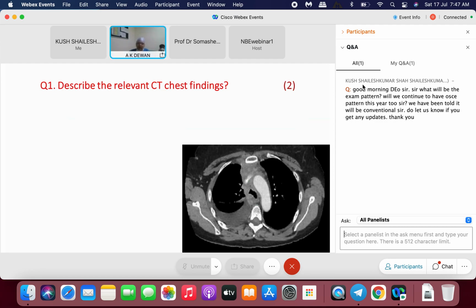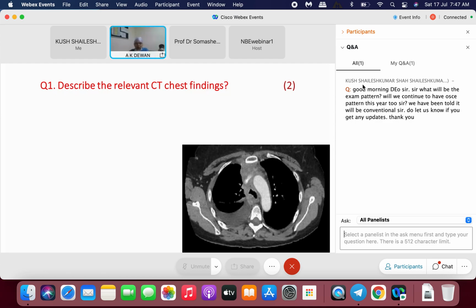So the working station is, as I showed you, the first question may be shown to you on the TV screen like this. Describe the relevant CT chest finding. Okay. Now you are supposed to write. You can see what is there on this CT film. Don't start writing that this is a CT film, contrast enhanced, this is showing like this. You will waste your time. Because remember, the marks are written here. 2 marks. And even the examiner who frames it is supposed to give answers to the NB. So even the answers are standardized.